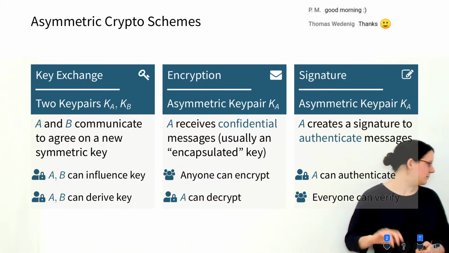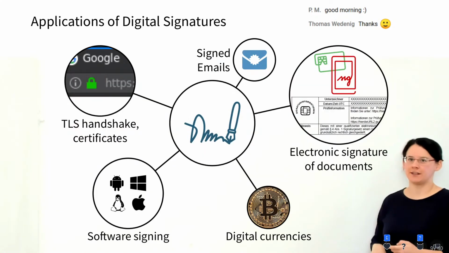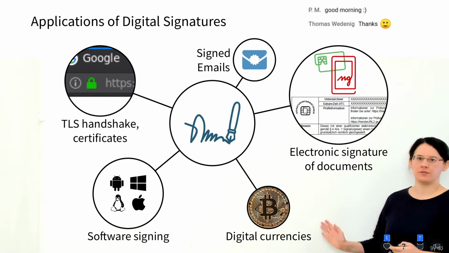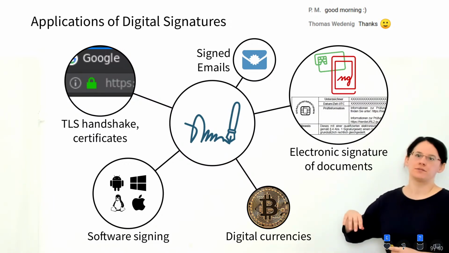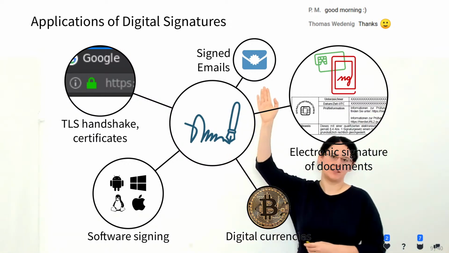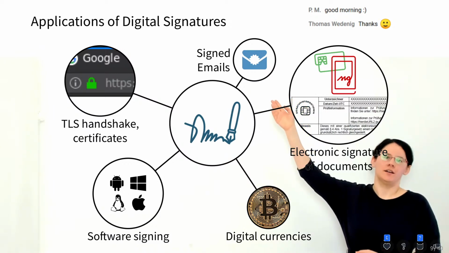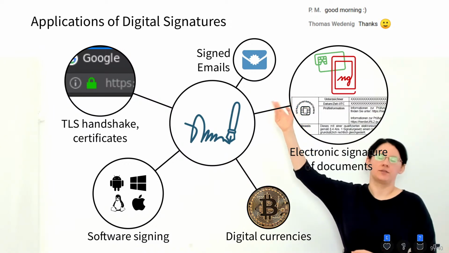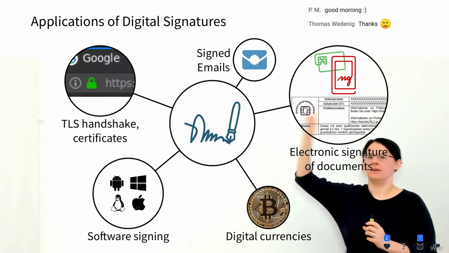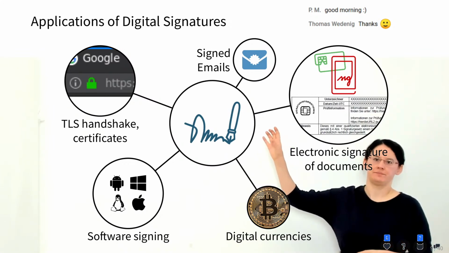So let's now look at some application examples of all of these schemes. First, for signatures. Here are some of the most widely used applications of signatures. First, maybe one of the more obvious ones, because you may already have received something like that, signed emails. If you use, for example, GPG, GNU PG, to sign your emails, you often get some encoded stuff at the end, which is called a signature.